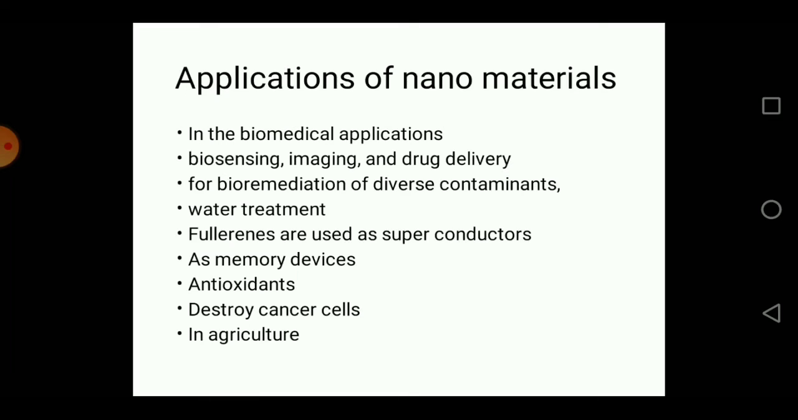Nanomaterials are also used as antioxidants. And nanotechnology is used to destroy cancer cells. They will not leave any secondary effect on the body, that means they will kill only the cancer cells. They are cancer cell specific. Nanotechnology also finds applications in agriculture to improve seed germination, for the protection of plants, for the growth of plants, to control diseases, to absorb nutrients, and also for pathogen detection and residue detection of pesticides and herbicides. So these are the various applications or uses of nanoparticles or nanomaterials.